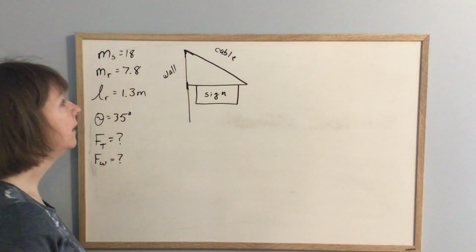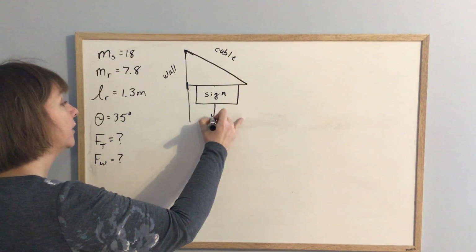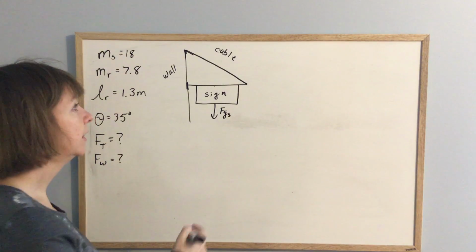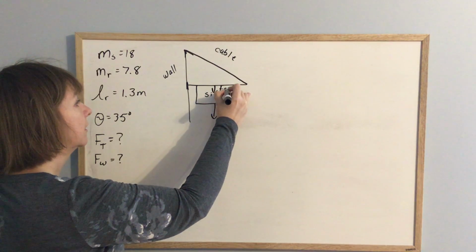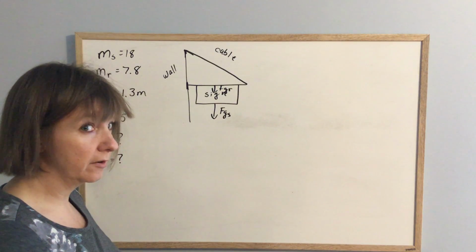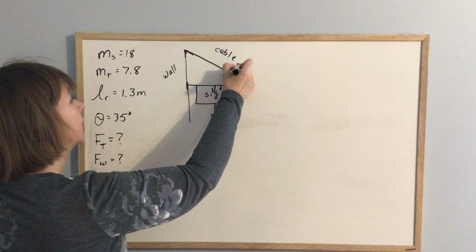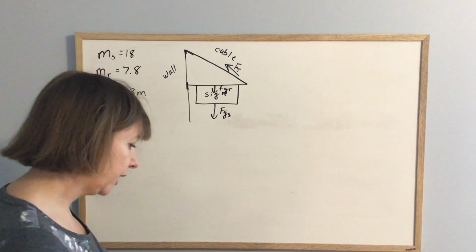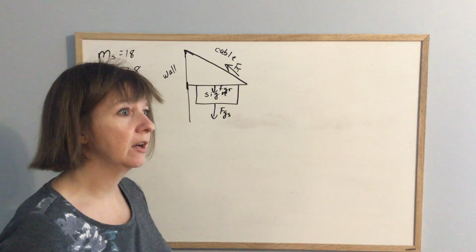So there is a force of gravity pulling on the sign, down. There is a force of gravity pulling on the rod as well. Those are separate. There is a force of tension on the cable, and it's holding that sign up, so it's going that way.